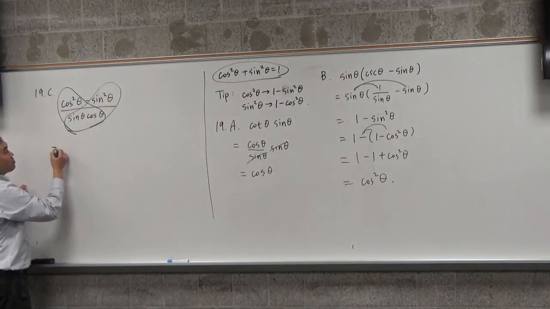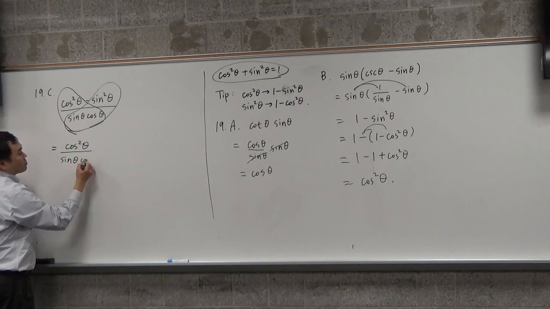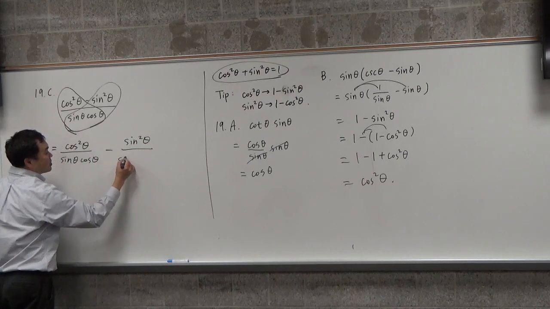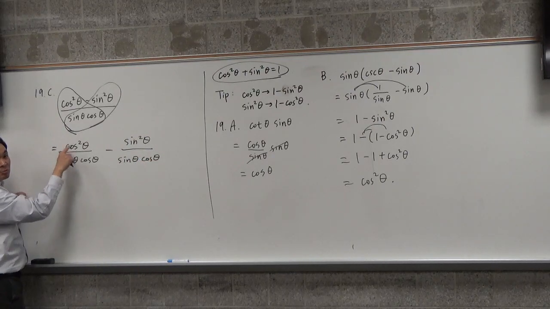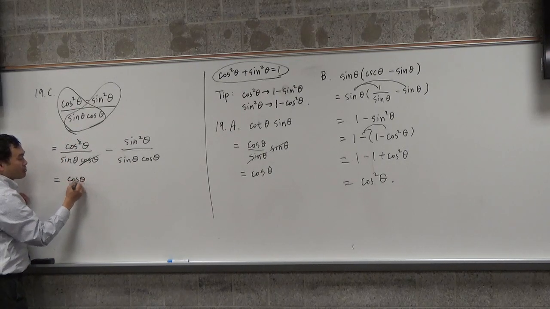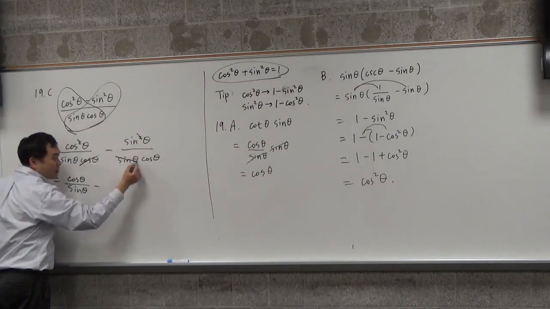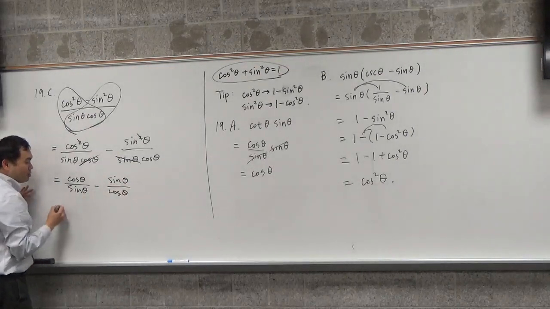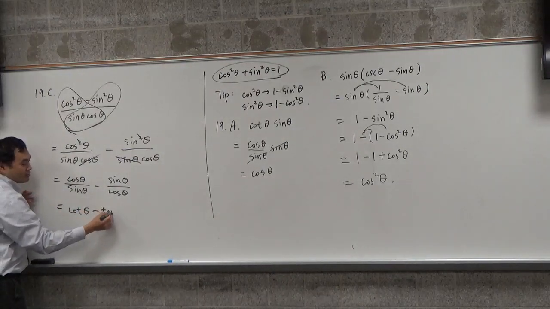Okay, so you write it as cosine squared theta over sine theta cosine theta minus sine squared theta over sine theta cosine theta. All right, simplify this. How can you simplify this? One of the cosines will cancel one of the cosines. So you get cosine theta over sine theta. What about this one? One of the sines will cancel this sine. You get sine theta over cosine theta. Okay, so we know what this is. This is cotangent theta. What's this? Done. That's the answer.